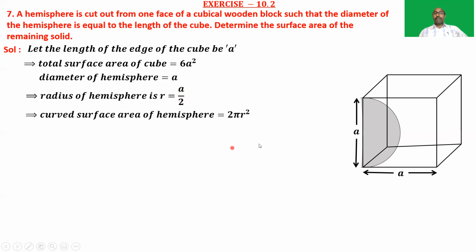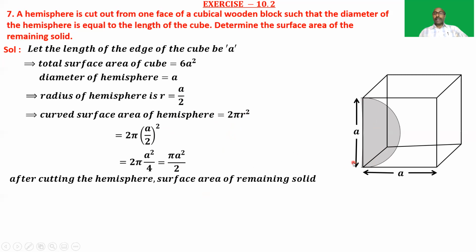Now the curved surface area of a hemisphere is 2πr². As we know, the curved surface area of a hemisphere is 2πr², and r is equal to a by 2. So 2π into (a by 2) whole squared, that is 2π into a² by 4. So we can write it as πa² by 2. Now the surface area of the remaining solid after cutting the hemisphere from one face.